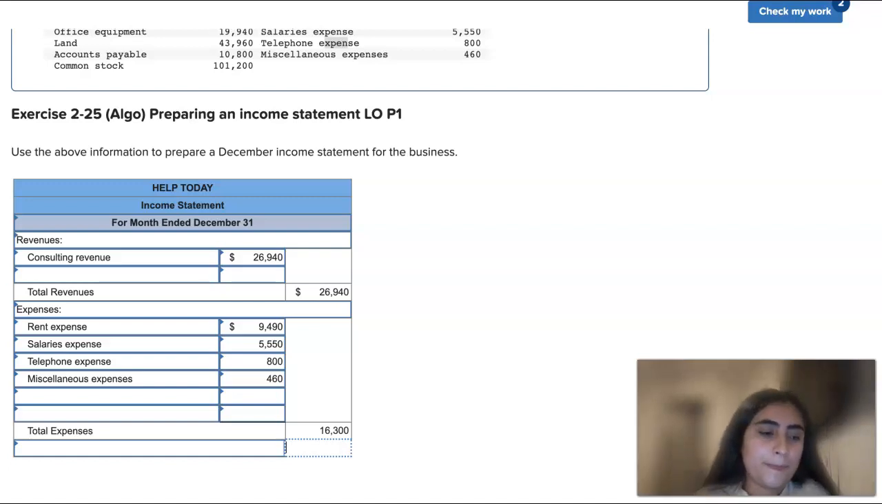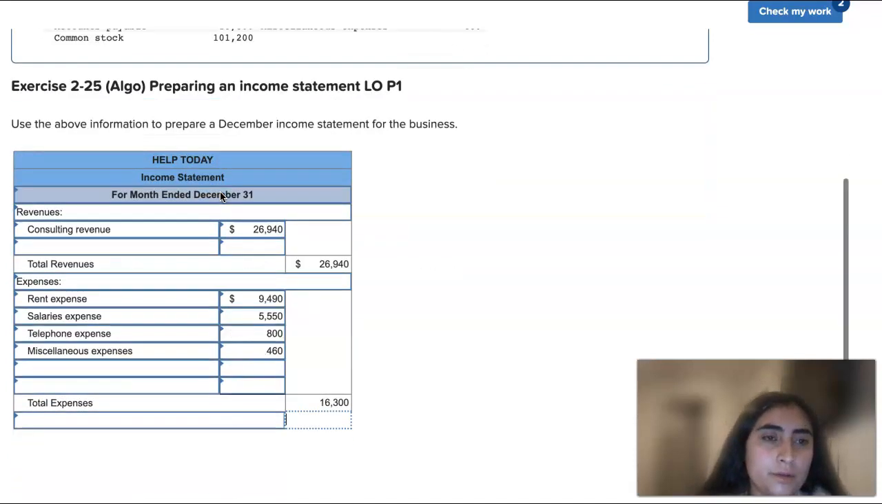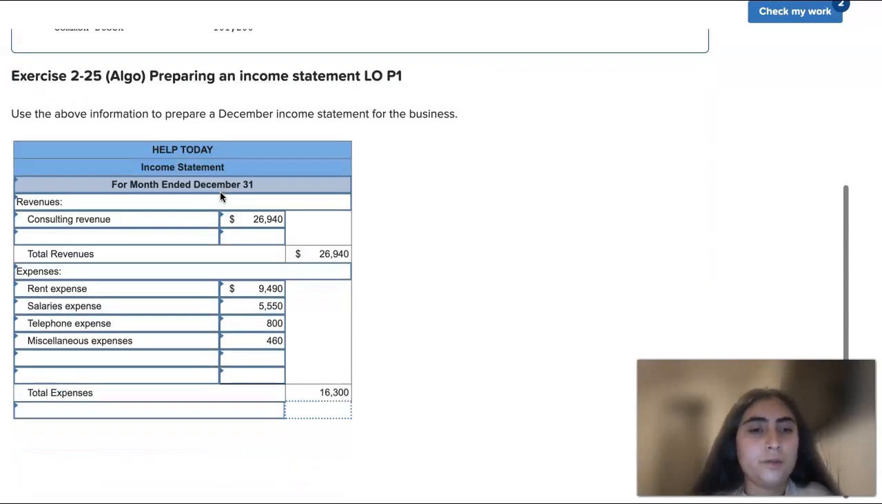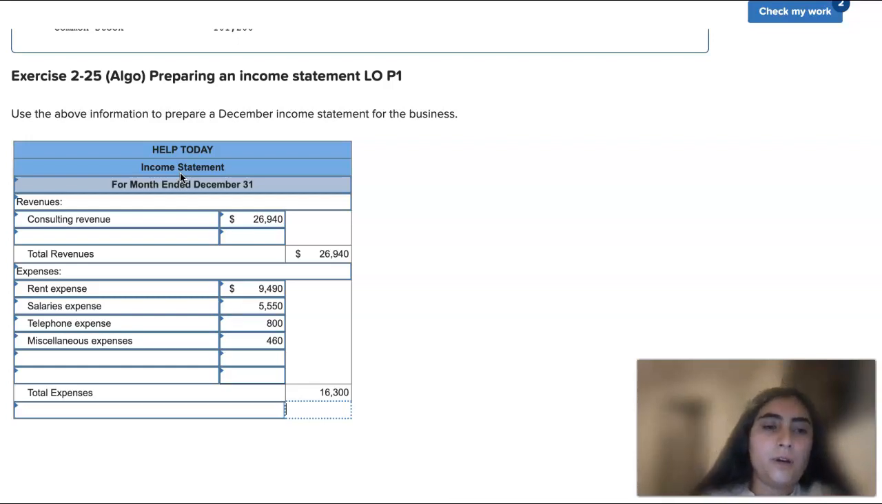Hello everyone. So I'm going to walk you through problems 11 to 13 of the week 4 quiz, chapter 2. We're first going to fill out the income statement. It is very important to remember that in the income statement we are looking for the net income, and we do that by taking revenues minus the total expenses.